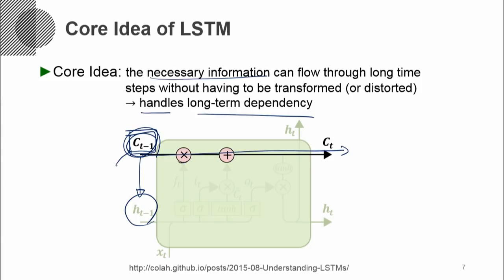So in this case, we have a multiplication gate and an addition gate, and if we multiply by 1 and then add 0, then this c_{t-1} and c_t will remain as the same vector.